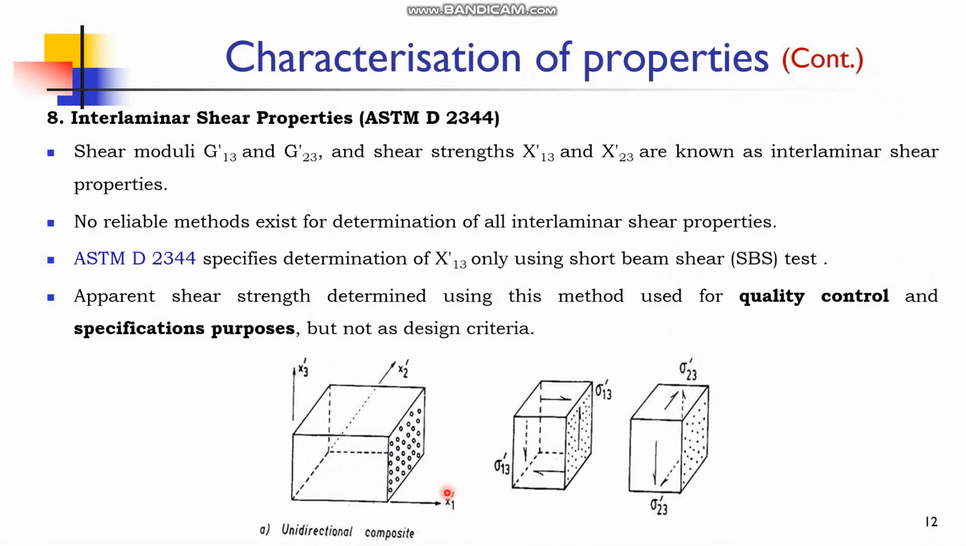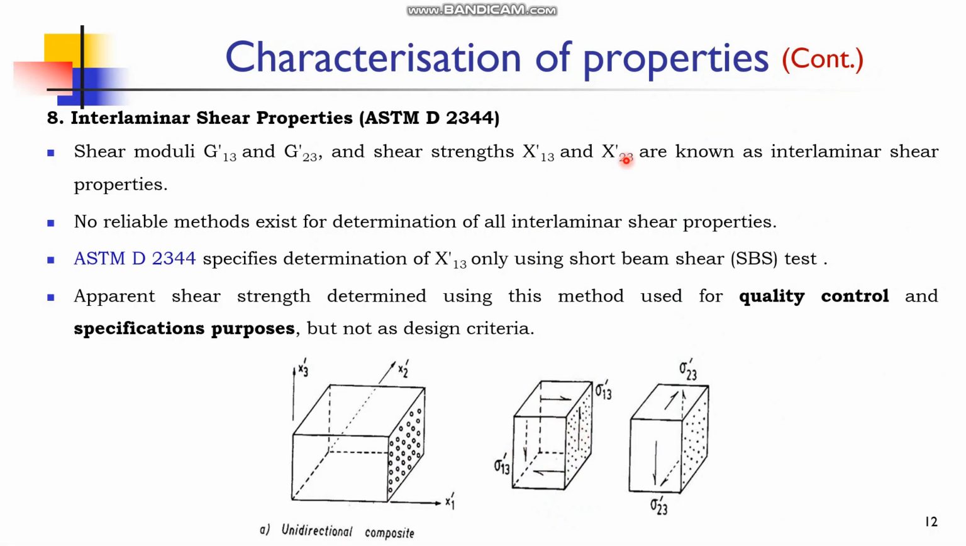The face which is perpendicular to the X1 axis, we call face number 1 or face 1. So in this sigma 13, the first index 1 refers to the face on which the stress is acting, and 3 refers to the direction. The second subscript refers to the direction in which the stress is acting, that is 3, the X3 shear stress. And these two stresses are complementary stresses, induced within the material because of the application of this.